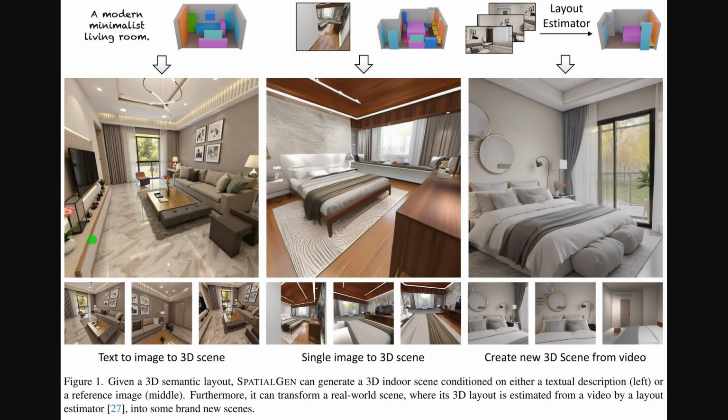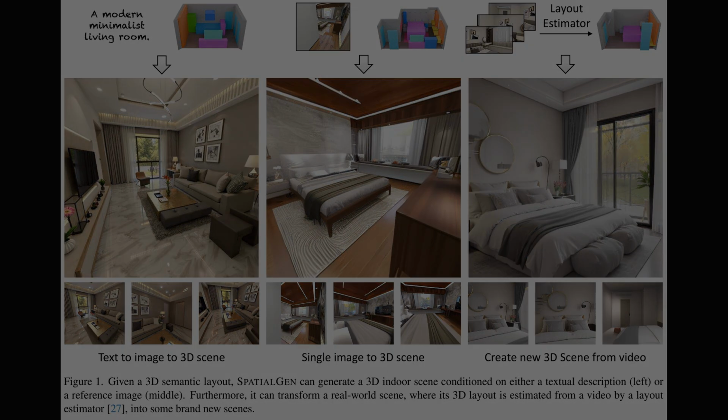Figure 1 introduces what the system delivers. Controllable 3D indoor scenes that match a target layout, with results that look photorealistic and stay consistent across many views. The left column shows text plus layout guiding a living room, which means a short description steers style, while the layout locks object placement. The middle column uses a single reference image with the same layout, so the appearance transfers. The right column transforms a real video by first estimating its 3D layout, then generating a fresh scene.